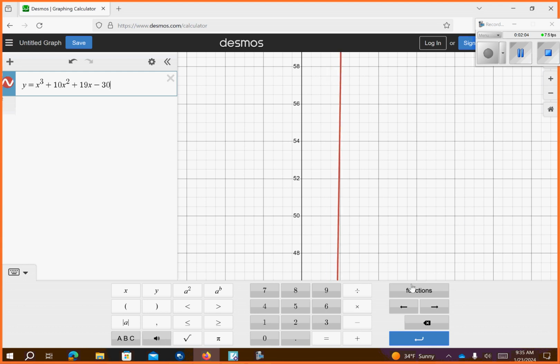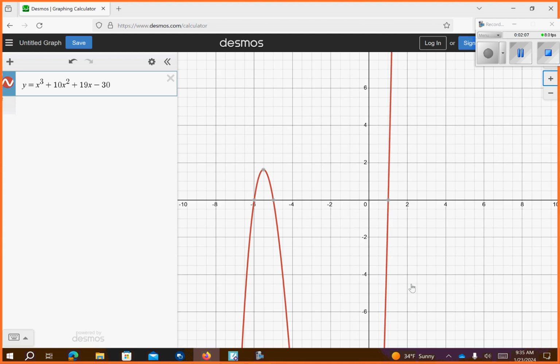Okay, so let's hit back home. Okay, this one's going to be really nice because if it crosses the x-axis 3 times and it's raised to the third power, it means I know all of my zeros. Okay, so I have -6, -5, and 1.